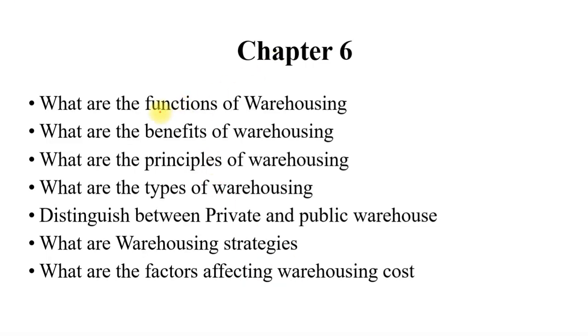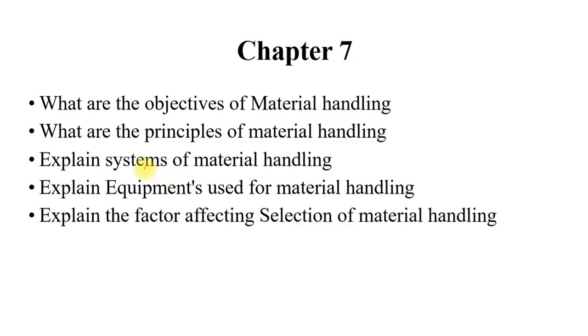Next, from chapter number 6, we have: what are the functions of warehousing? What are the benefits of warehousing? What are the principles of warehousing? What are the various types of warehousing? Distinguish between private and public warehouse. What are the strategies involved in warehousing and what are the factors affecting warehousing cost? From chapter number 6, these are the important topics that need to be covered and the tick marks are the most important ones.